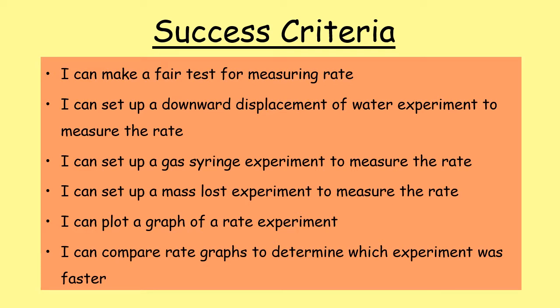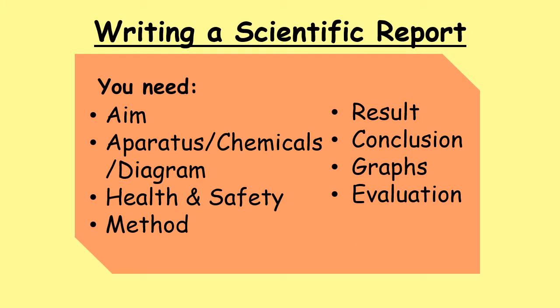I can set up a downward displacement of water experiment to measure the rate, set up a gas syringe experiment to measure the rate, set up a mass lost experiment to measure the rate. You will be able to plot a graph of a rate experiment and compare different rate graphs to determine which experiment was the fastest.